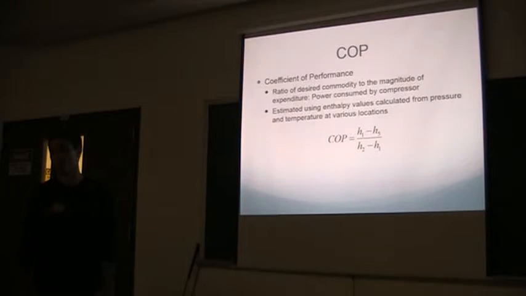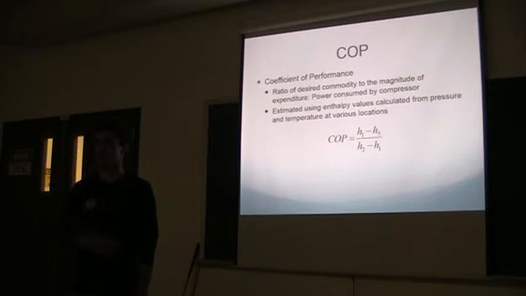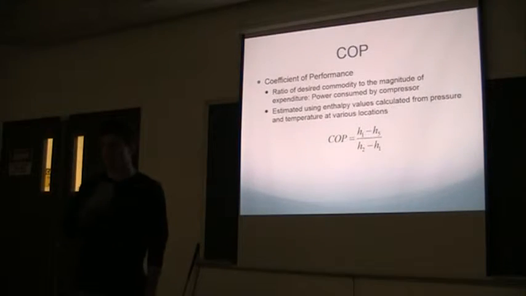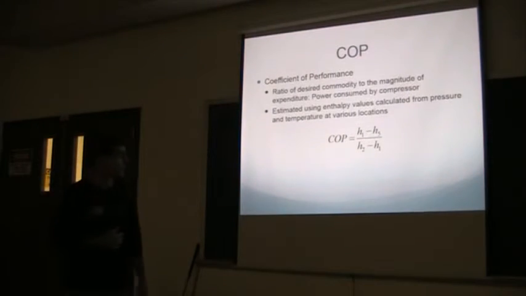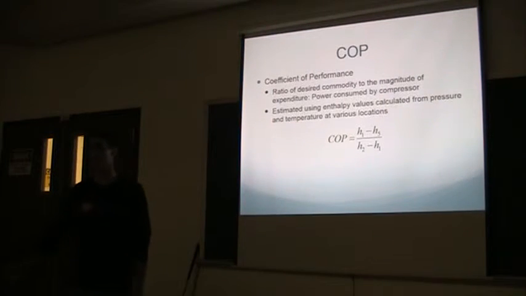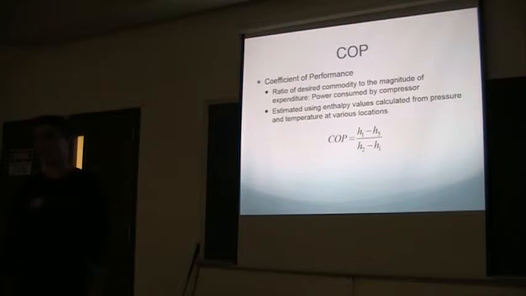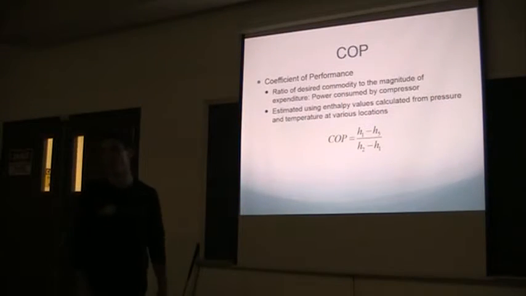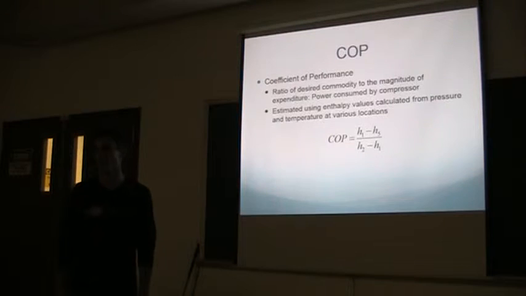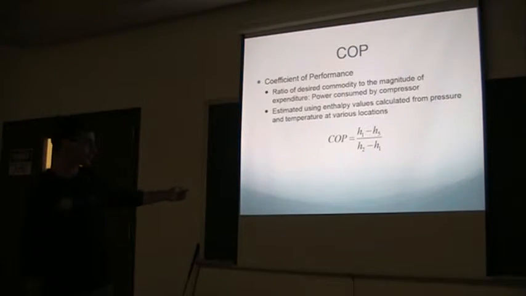Alright, so I've been talking about COP. That's the main value that we're going to want to try to calculate and take away from this experiment. So what it basically is, is a ratio of the desired commodity, in our case that's the heat, to the power consumed, which we're going to be concerned with in our compressor. And we're going to estimate using values of enthalpy calculated from pressure and temperature at those locations like you saw on the last slide.